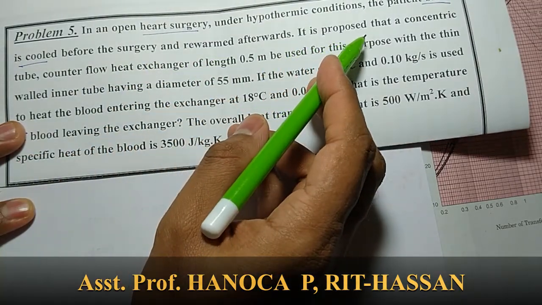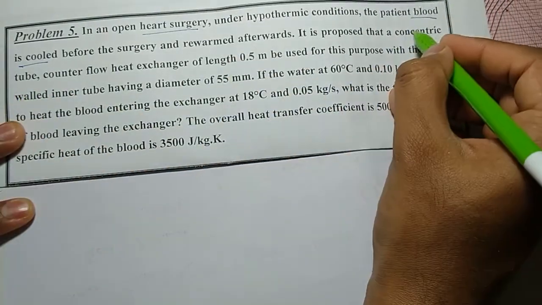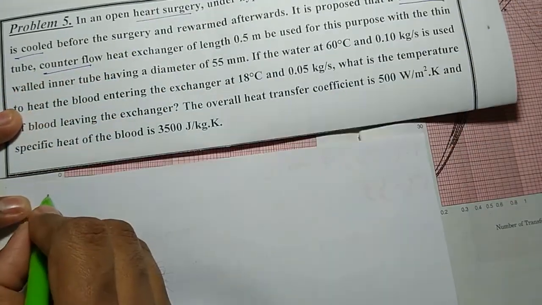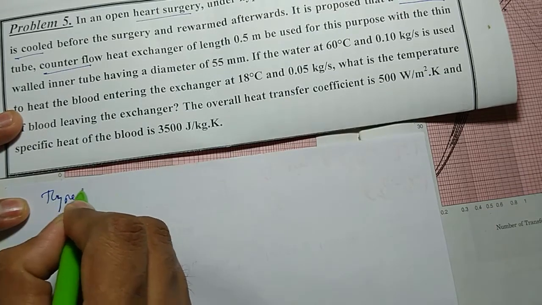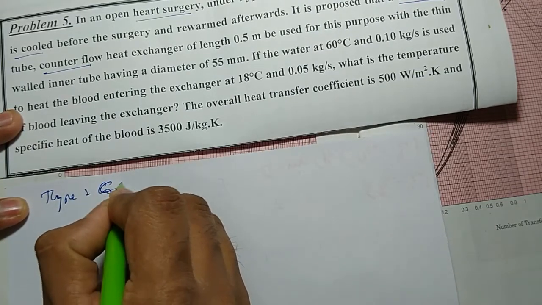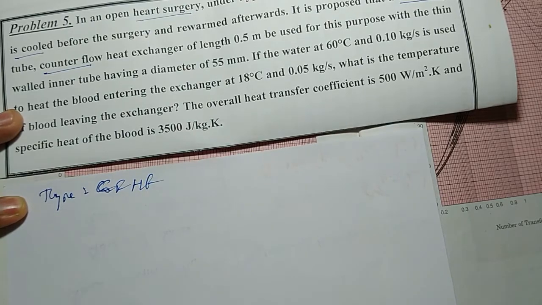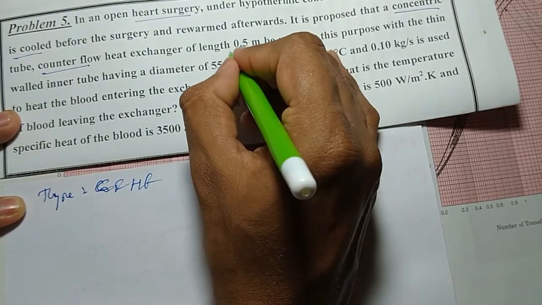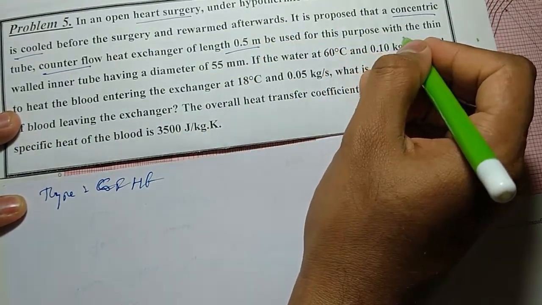It is proposed that a concentric tube counterflow heat exchanger. Here the type of the heat exchanger is counterflow heat exchanger. The length given is 0.5 meter. Use it for this purpose with this thin walled.